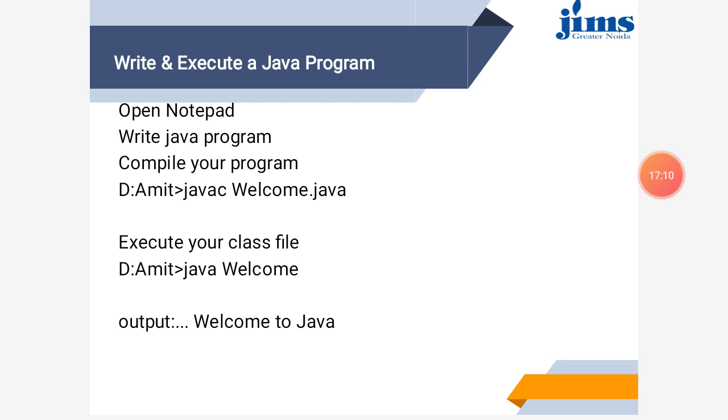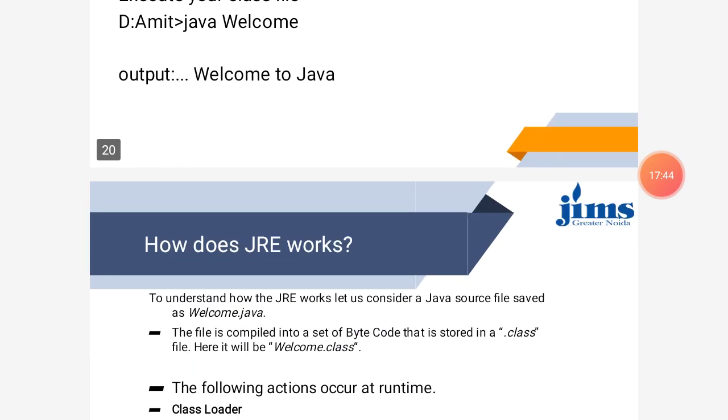And we compile: we open the command prompt and compile the program using javac. If our file name is welcome.java, then how do we compile? We compile using javac welcome.java. Once there is no error, we execute our program. How do we execute it? We write java welcome. What is welcome here? Welcome is a bytecode file, and we can see the output of the Java file.